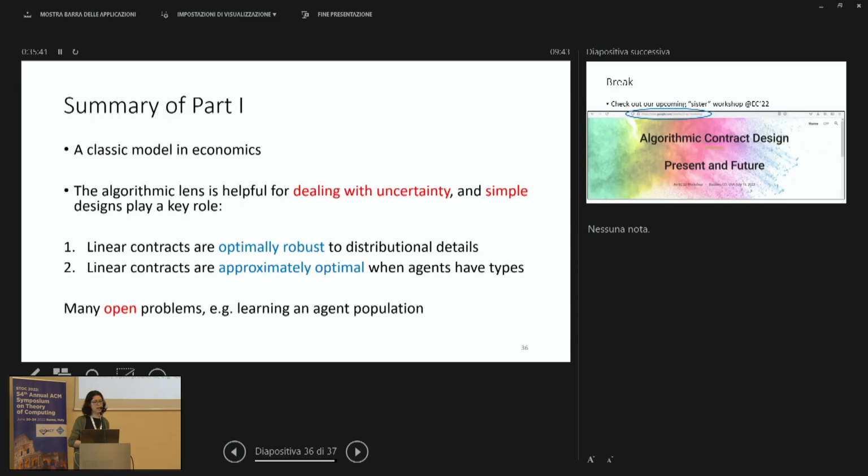To sum up, we went over a classic model in economics. We discussed how the algorithmic lens can be helpful if you're trying to deal with uncertainty in this model, and we saw the key role that simple designs play. In particular, we focused on linear contracts. We showed they're optimally robust, and we showed they're approximately optimal when agents have types.